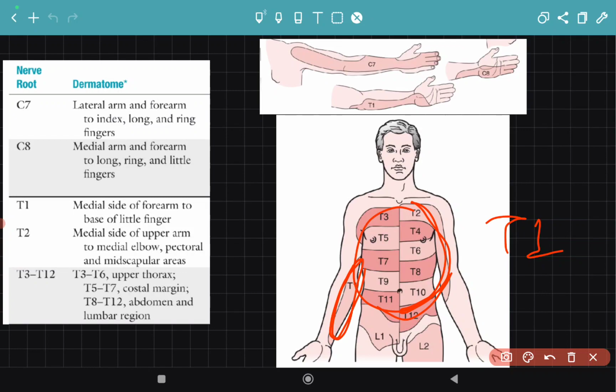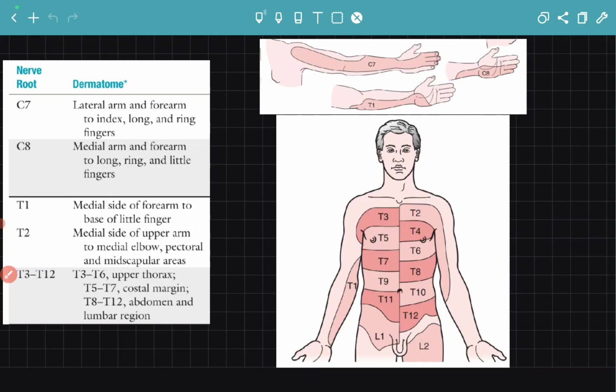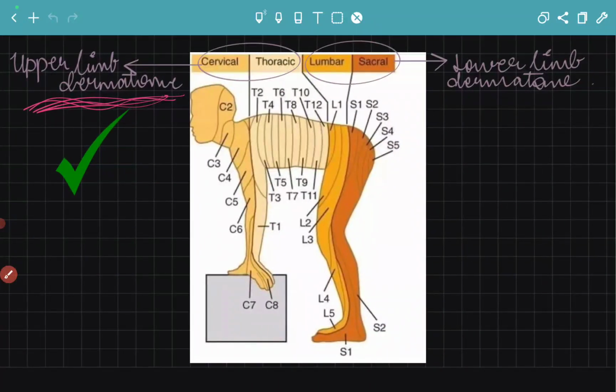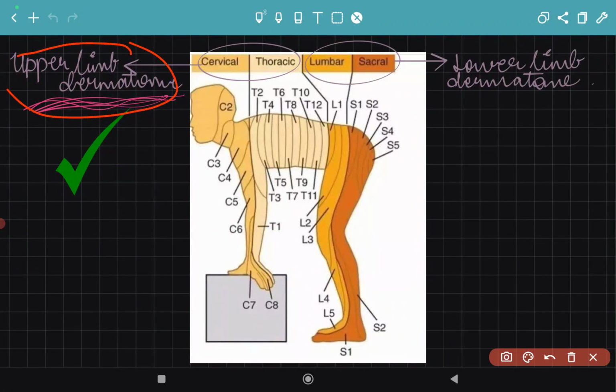And then T2 will continue from up, and then continuing that way we will reach till T12. So those were the total upper limb dermatomes till T12; we are considering the torso also. So that means we are seeing the cervical and thoracic region.